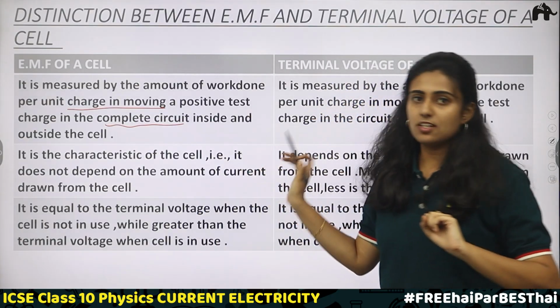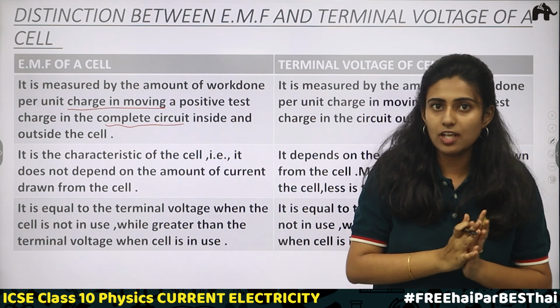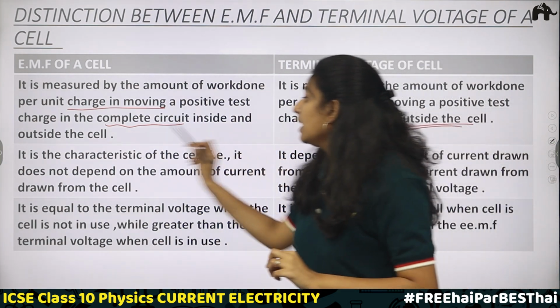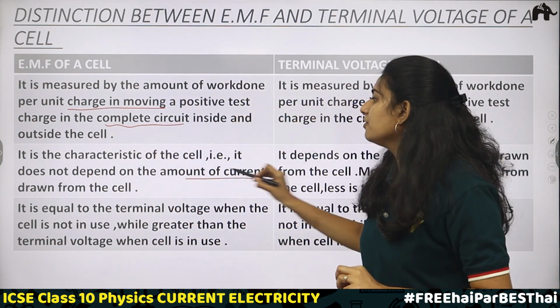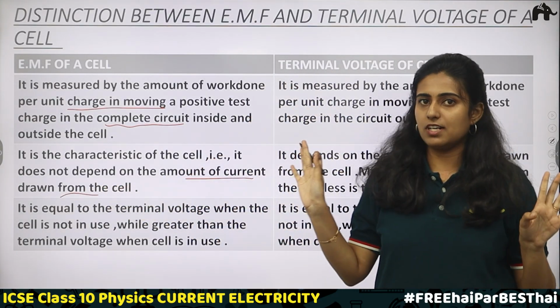Now the second point we'll discuss. It is a characteristic of a cell. We have said that when you take a battery, 15-volt battery, it is a constant value. It's not going to change. That is, it does not depend on the amount of current drawn from the cell. Whatever current is drawn from the cell, EMF will remain the same.